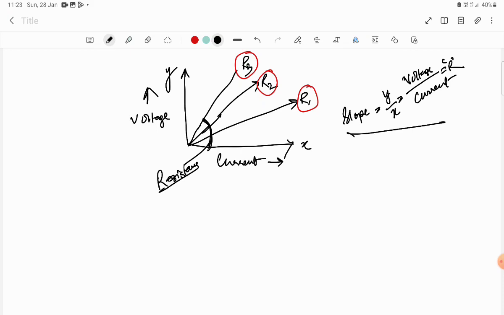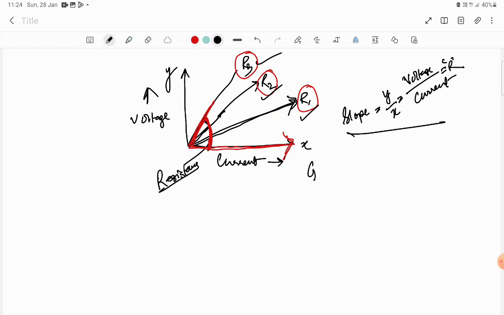So how would you find out which among the three resistances has the highest resistance, whether it is R1 or R2 or R3? Now to deal with this, we have to look at the angle of this base and this line. The line or resistance which has the maximum angle will have the highest resistance in case the graph is a VI graph, that is a voltage current graph.